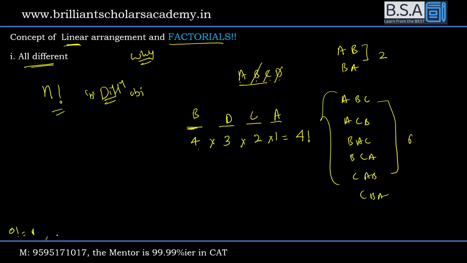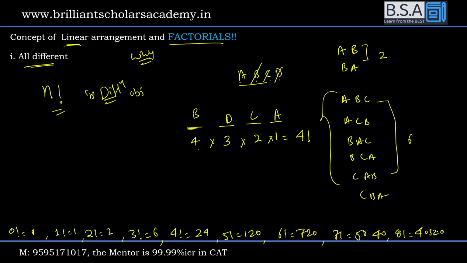0 factorial is 1. 1 factorial is 1. 2 factorial is 2. 3 factorial is 6. 4 factorial is 24. 6 factorial is 720. 7 factorial is 5040. 8 factorial is 40320. 9 factorial is 362880. 10 factorial is 3628800. Try to remember these values.